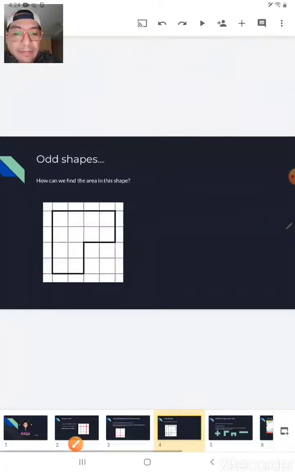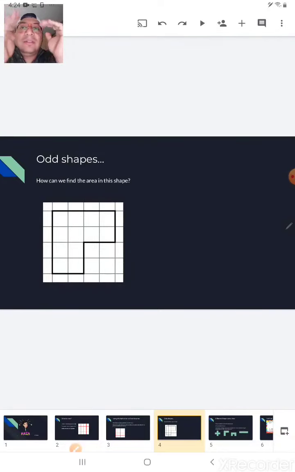Close that out. Odd shapes. Let's talk about odd shapes. Now you can see this is not a full square or a rectangle that looks perfectly shaped. We have a shape here where a piece is missing. So how can we find the area of this shape? Well, the same thing. Let's figure it out.